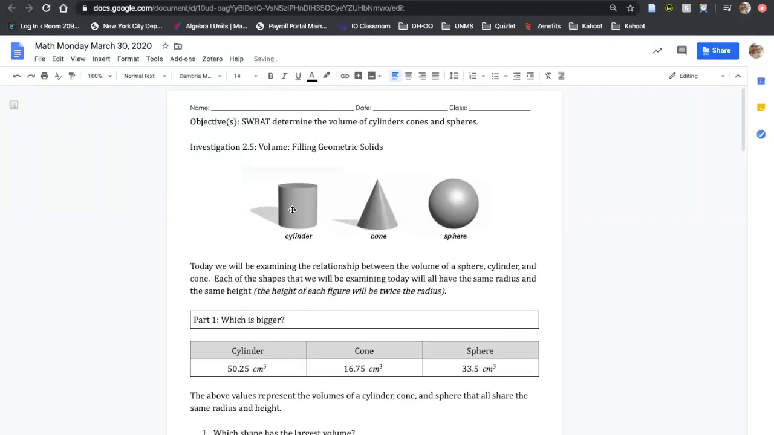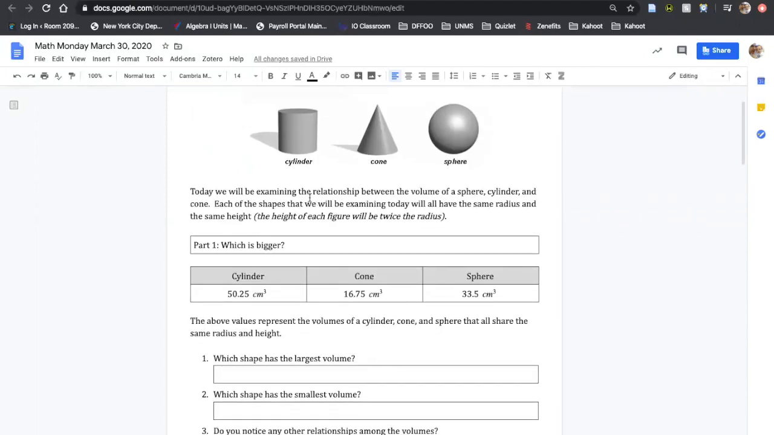So last week, we were looking at different shapes. We looked at cylinders, cones, and spheres in that order, and you started practicing figuring out what the volume of each shape would be, if you know what the radius was, if you know what the height was. Today, we're going to examine the relationship a little bit more between cylinders, cones, and spheres, and specifically, we're going to look at spheres, cones, and cylinders that all have the same radius and the same height.